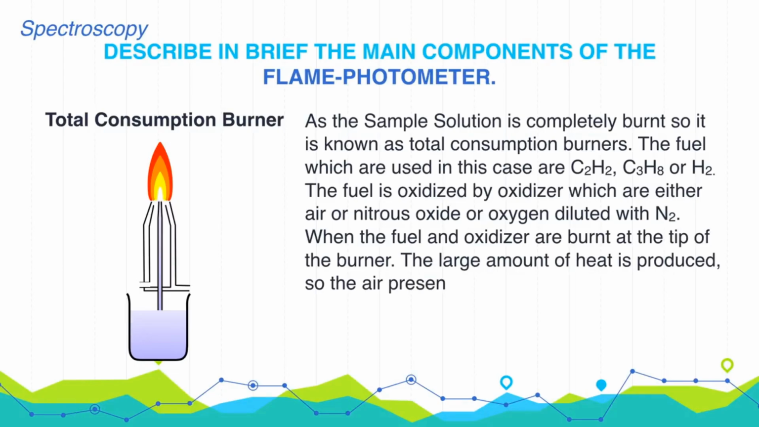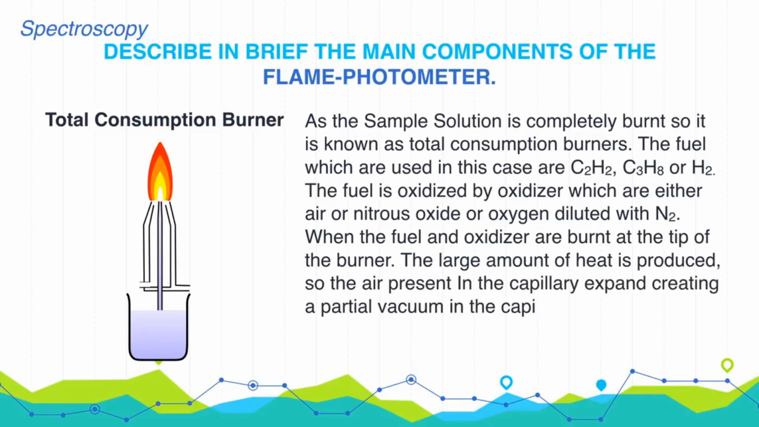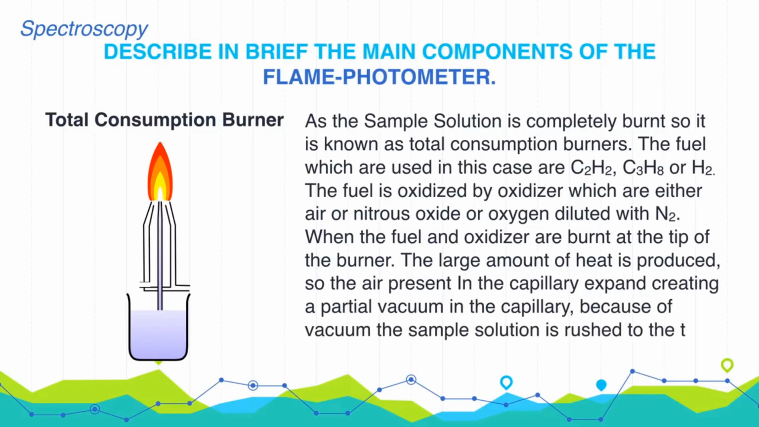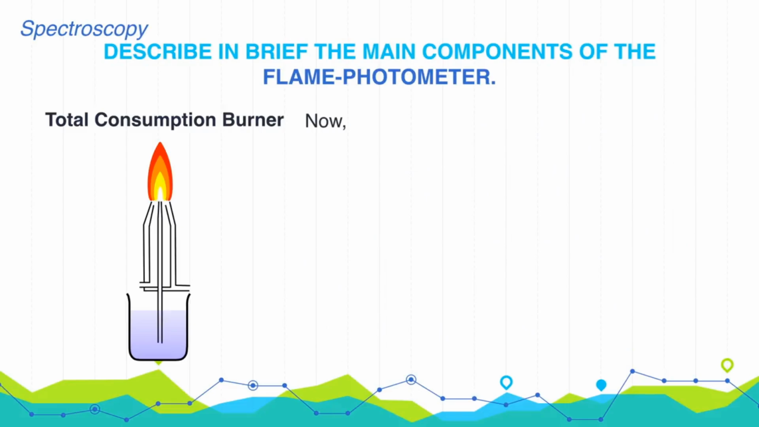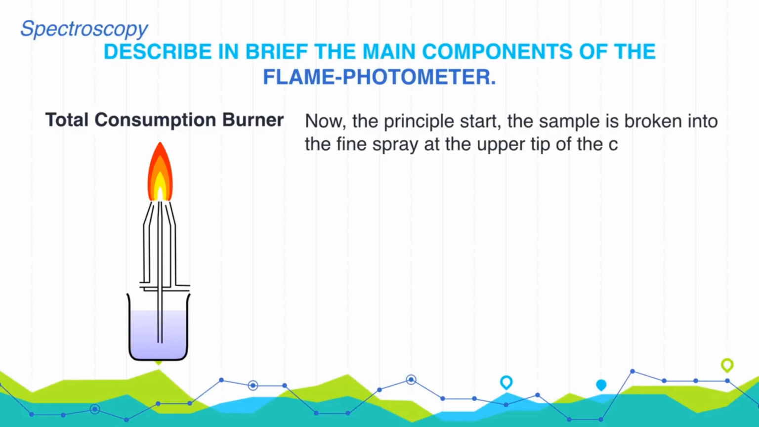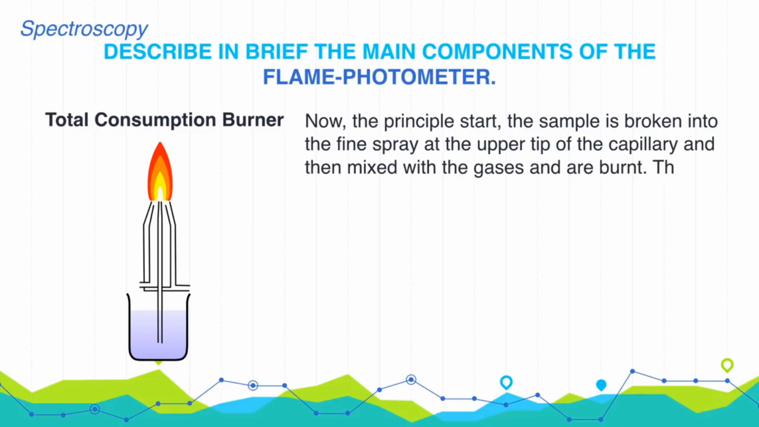So the air present in the capillary expands, creating a partial vacuum in the capillary. Because of the vacuum, the sample solution is rushed to the tip of the burner. Now the principle starts. The sample is broken into a fine spray at the upper tip of the capillary and then mixed with the gases and burned. This process is known as nebulization.